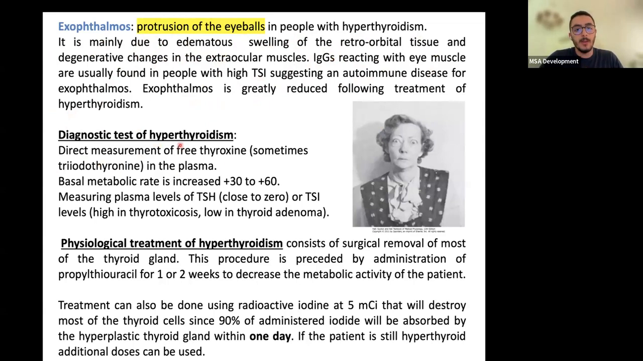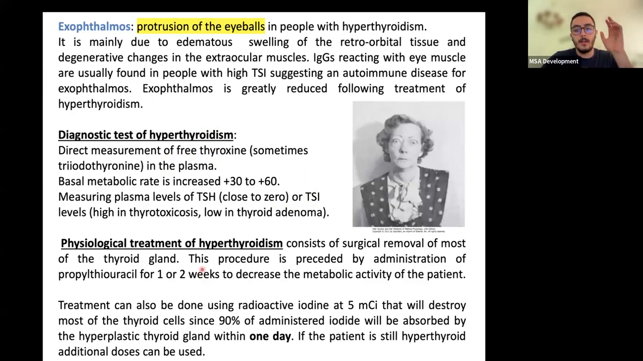How do we diagnose hyperthyroidism? By the measurement of free thyroxine, or T3 and T4, in the plasma, and TSH. So low TSH, or close to zero, is a sign of either Graves' disease or cancer. TSI indicates Graves' disease. And hyperthyroidism is basically high T3, T4. So any high T3, T4 in the plasma means hyperthyroidism.